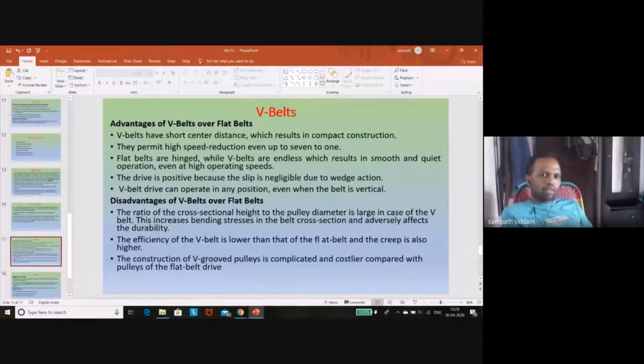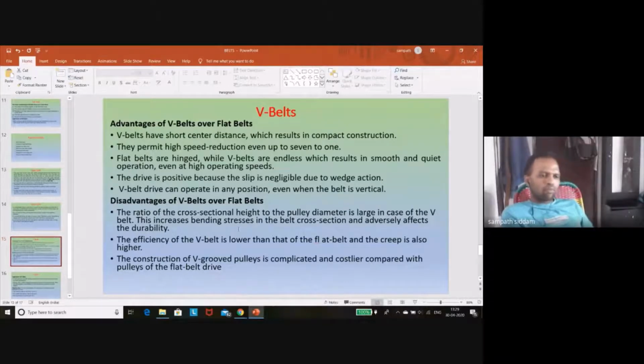You can go through it. V belts are usually used when the distance between the two pulleys is very short, and they permit higher speed, have a higher velocity ratio, more power transmission, and the efficiency will also be higher. And the drive is positive because the slip is negative. I have learned slip to be positive and negative; here the slip is negative due to the wedge action, the theta angle in between, so the drive is positive. And a V belt can operate in any position, vertical, horizontal, anything. But in the case of flat belts, you have only horizontal, not vertical. So those are the advantages of V belts over flat belts.